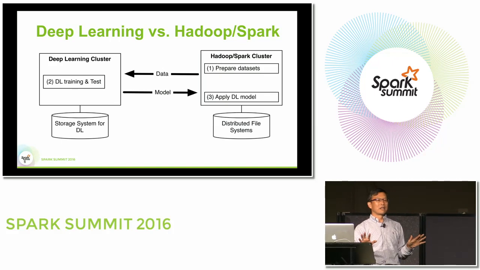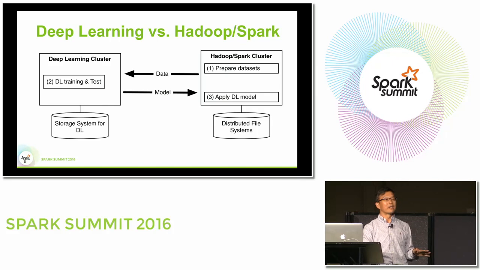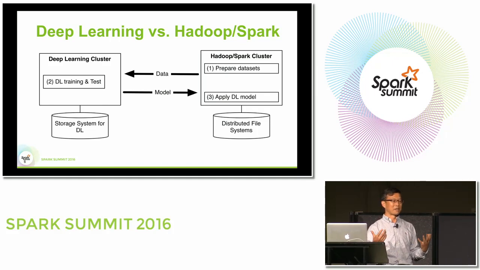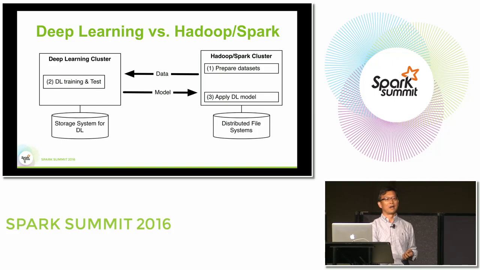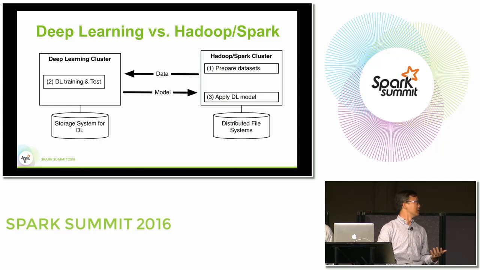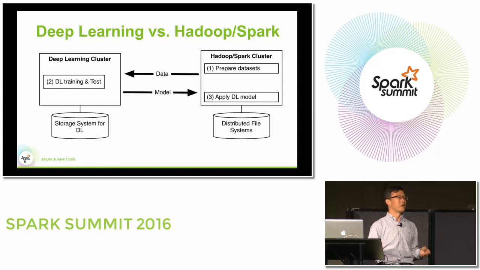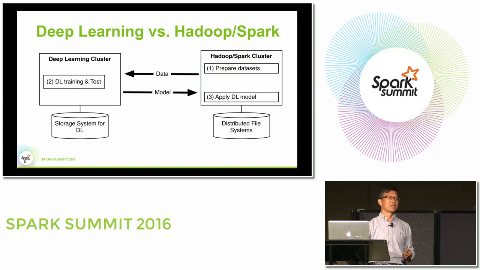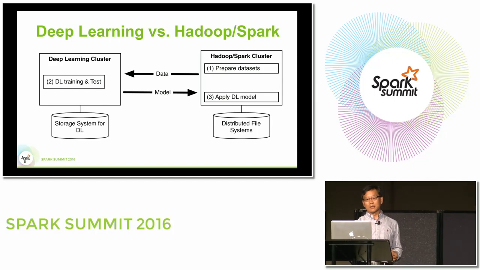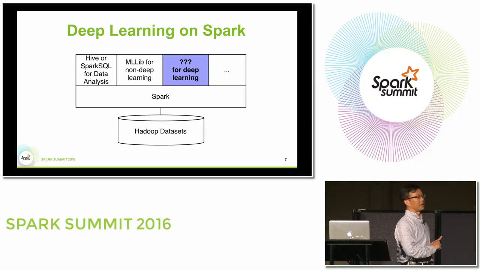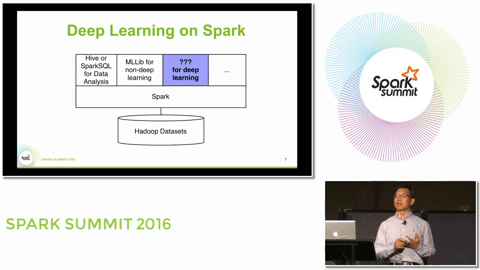This two-cluster model actually causes a lot of headache, because many times you do not come up with this magic model once. Your scientists need to come up with all different ideas about your models and try different data sets. As a result, moving back and forth between those two clusters causes both productivity issues and quality issues for our model. So to solve this problem, we thought, wouldn't it be nice if you could do big data processing and deep learning in a single cluster?